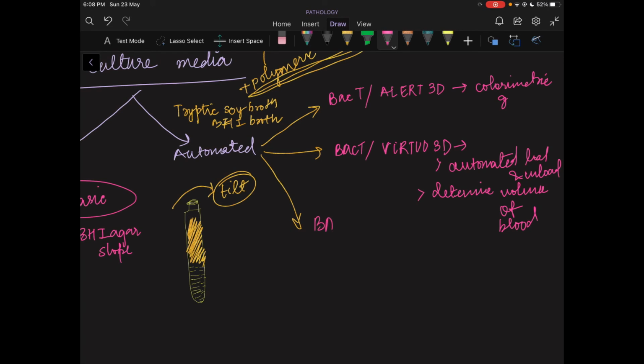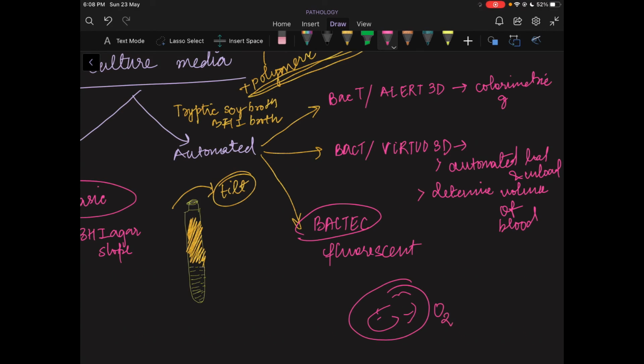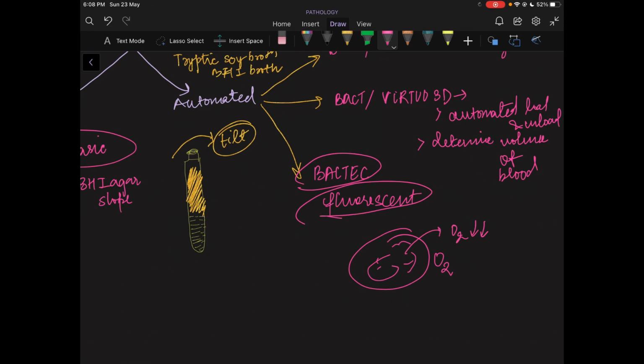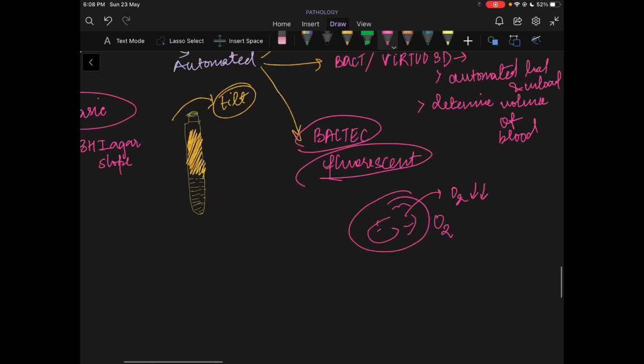Then the last one is BACTEC, that is BD Diagnostics. It uses a fluorescent technique. There is a lot of oxygen present in the culture, but as the organisms grow, they take up the oxygen, so oxygen will be less, and that will be detected by fluorimetric detection, right? And therefore we'll be able to determine the growth of the organisms.